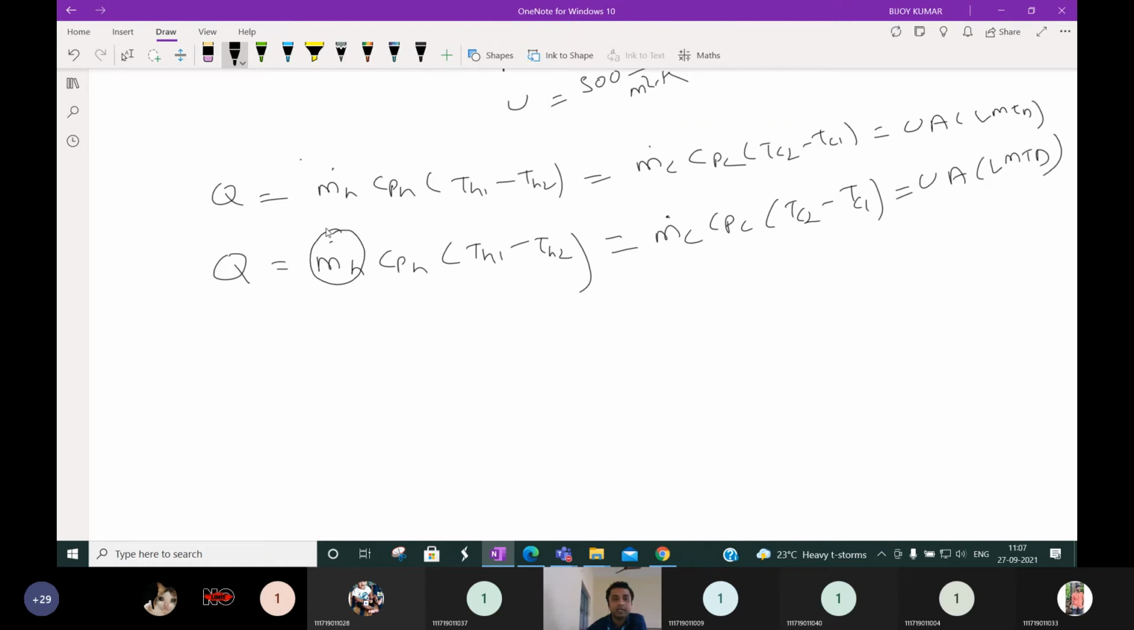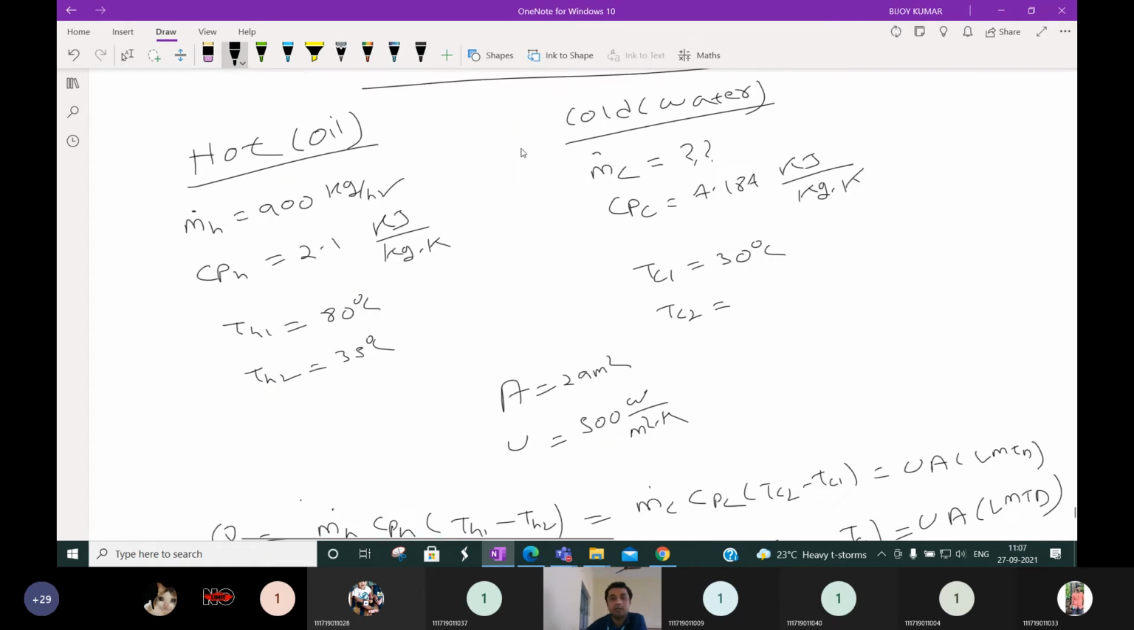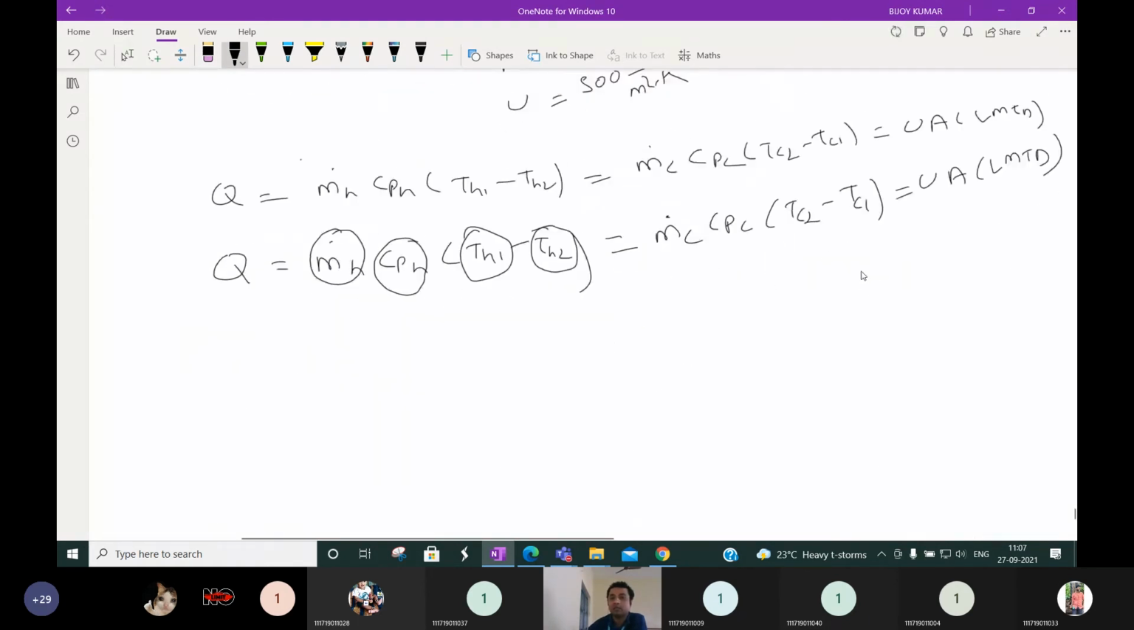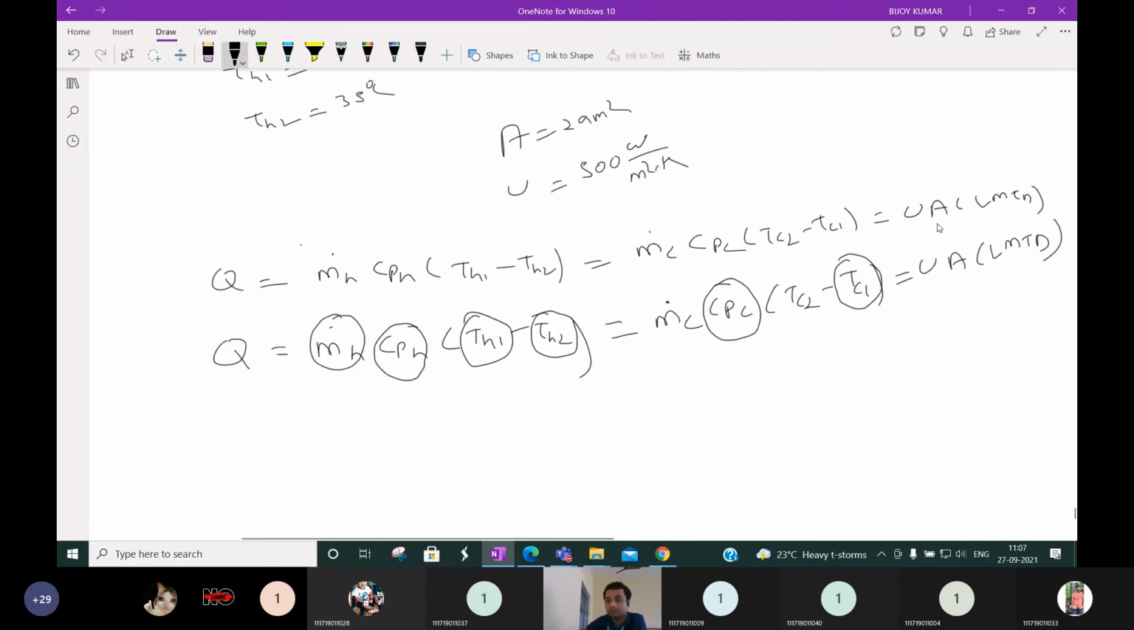Okay, so what are the variables that are given? m dot h is given as 900 kg per hour. Cpc is given as 2.1 kilojoule per kg Kelvin. Th1 and Th2 are given as 80 degree and 35 degree centigrade. And m dot c is asked. Cpc is given, and Tc1 is 30 degree centigrade. Then A is given in meter square, and U is given as 500 watt per meter square. Okay, so m dot c we have to calculate.